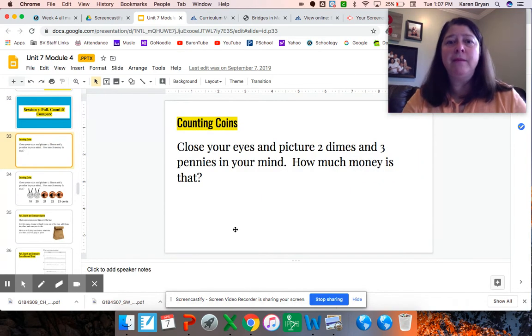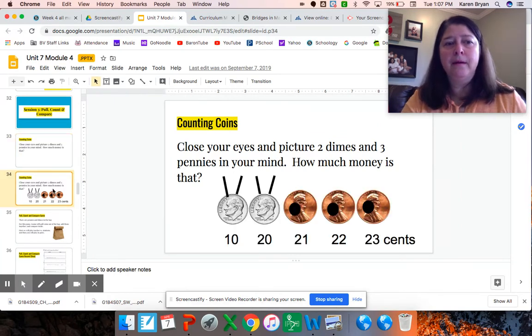Close your eyes and imagine that you have 2 dimes and 3 pennies. How much money is that? So we have an example here. Remember, our dimes will be counted by tens, 10, 20. Our pennies are counted by ones, 21, 22, 23.